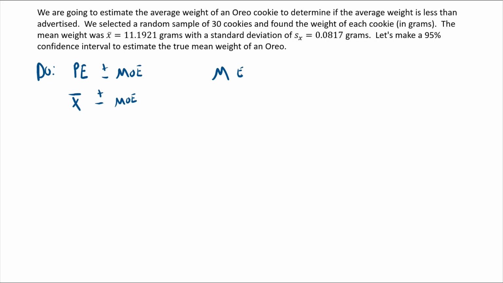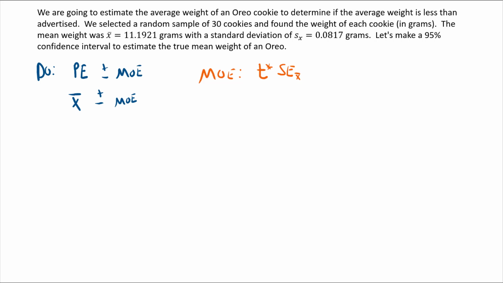let me use a different color just so it makes it a little bit easier to follow. Okay, so we're going to do margin of error. Margin of error is going to be, in this case, your t star times your standard error. With that, we're going to have to do a little extra calculations to figure this out and look at a couple different areas.